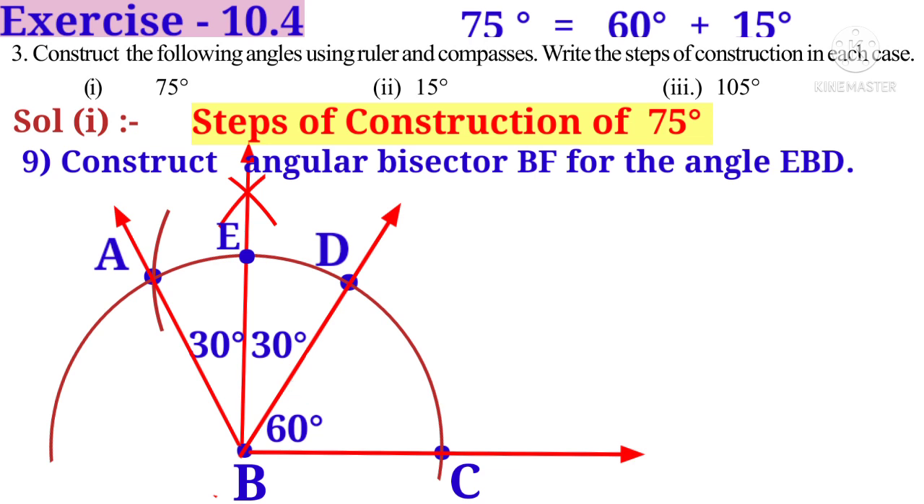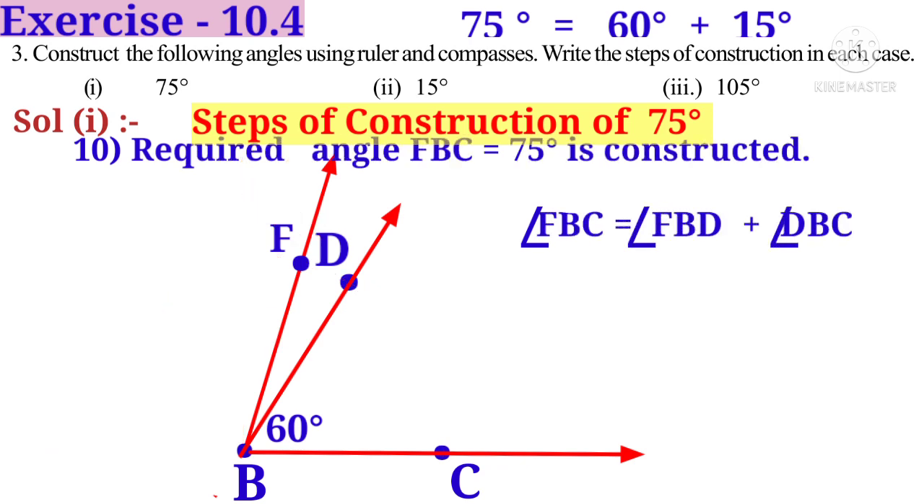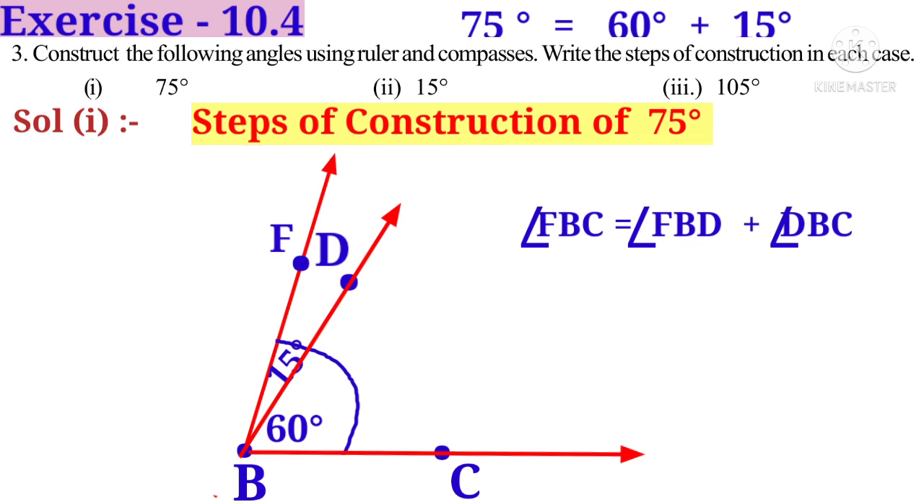Now with more than half the length of ED as radius, with centers E and D, draw two arcs and join the intersection of the two arcs with the point B. Now BF is the angular bisector, cutting the 30 degrees angle into equal 15 degrees angles. Now angle FBC is equal to angle FBD plus angle DBC, that is 15 degrees plus 60 degrees, that is 75 degrees angle is constructed.